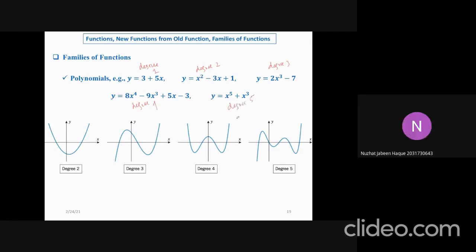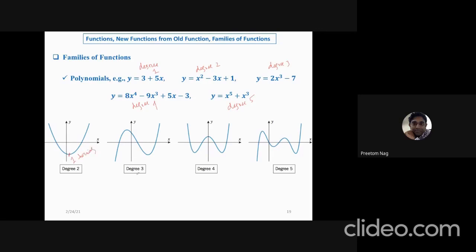Yes, sir. So now if you look at these functions, if we have degree 3, the graph will look like this. Either it will open up or open down, so there will be only one turning point, if you have degree 2.